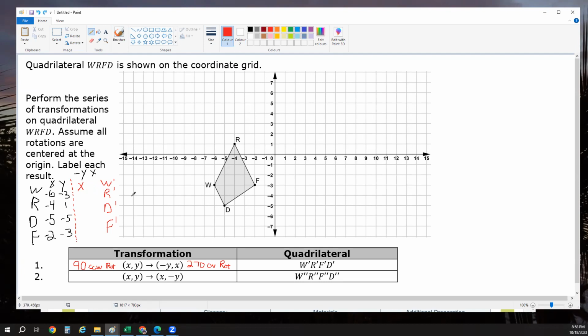I need to leave some room for my W. This is going to be my X. This will be my Y. My X polygon is going to be the negative Y of the initial one, right? So it's going to be the Y values, but when I say negative Y, I'm going to flop the sign, right?